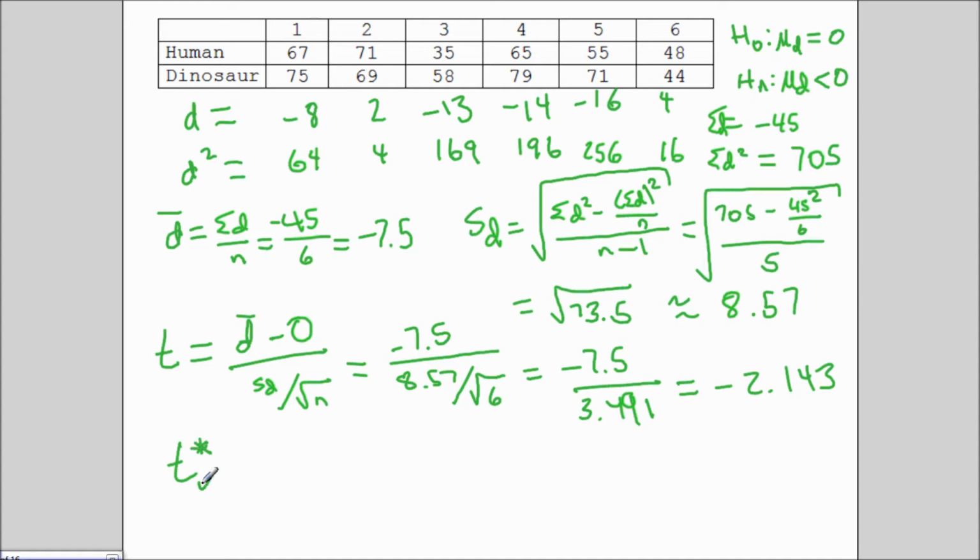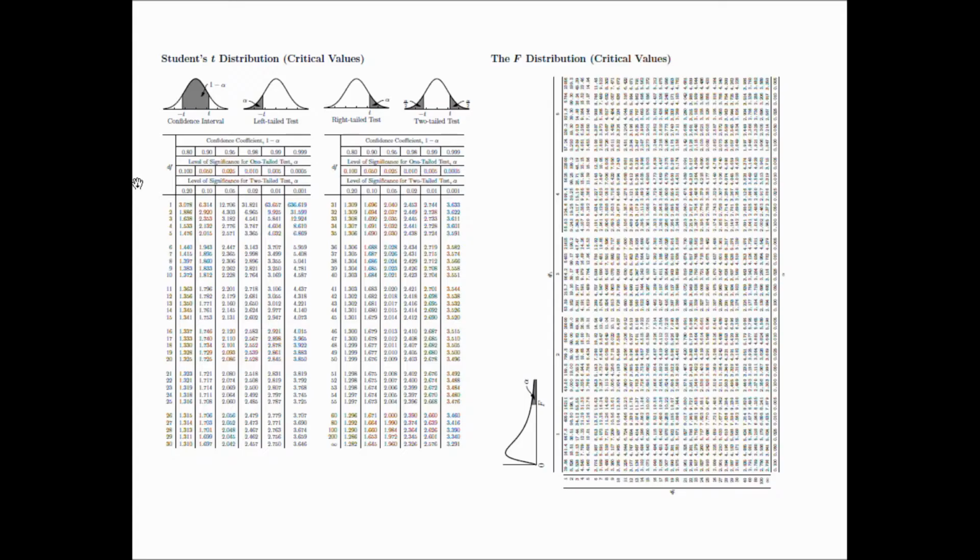So what's our t star? We're testing in one direction, so it's an alpha of 0.1, and we have 5 degrees of freedom. So we go to our table. Once again, one-tailed test, so we look in one direction, 0.1, 5 degrees of freedom, is 1.476.